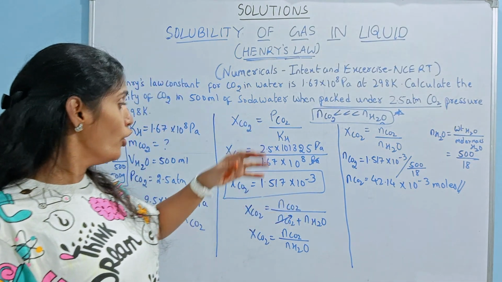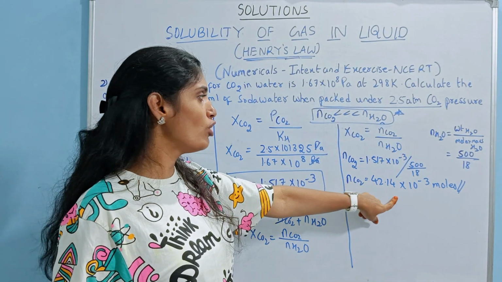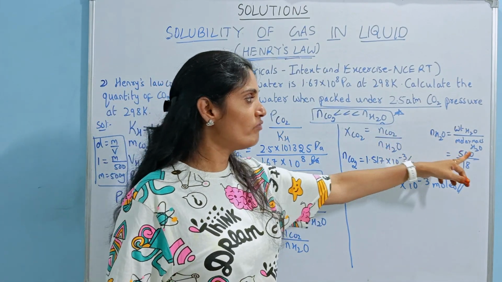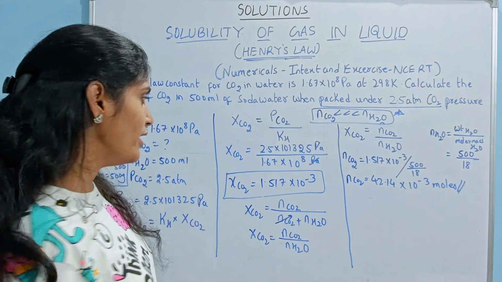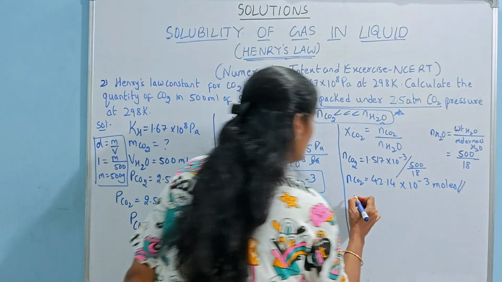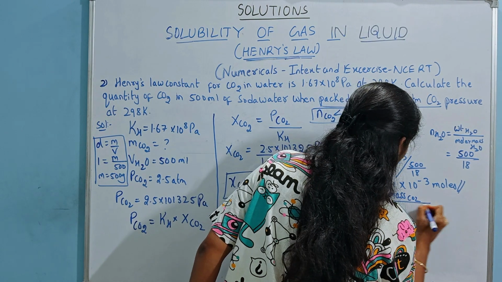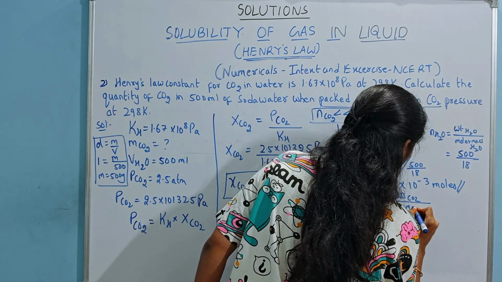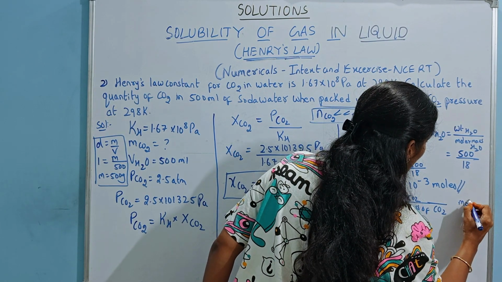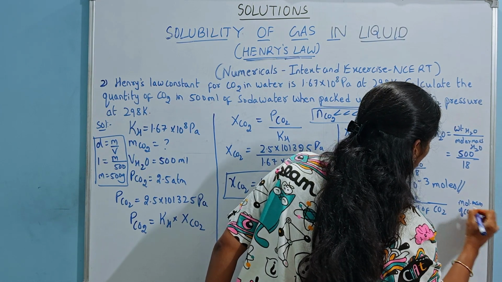Now using the mole fraction of CO2, I have found out the number of moles of CO2, because I already have the information to find the number of moles of water, which came out to be 500 divided by 18. Now I have the number of moles of CO2, so I can find the mass of CO2. Number of moles of CO2 is equal to mass of CO2 divided by molar mass of CO2. What is the molar mass of CO2? It is 44.